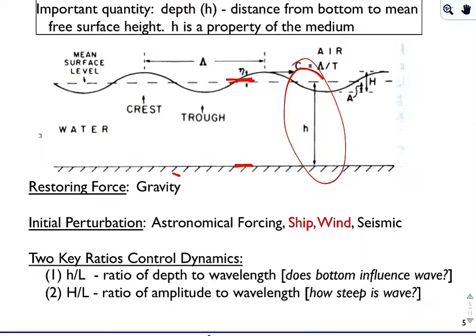For ocean waves, as I mentioned, the restoring force is gravity when they're large enough. Capillary waves are very small, and there's a class of waves known as planetary waves, which we'll discuss later in the course. But in terms of tides, down to wind-driven waves, it is all gravity. Some kind of initial perturbation: astronomical forcing, which we'll talk about with tides, ships going by, the ship wake as water waves, gravity waves, wind blowing, seismic, think about a tsunami.